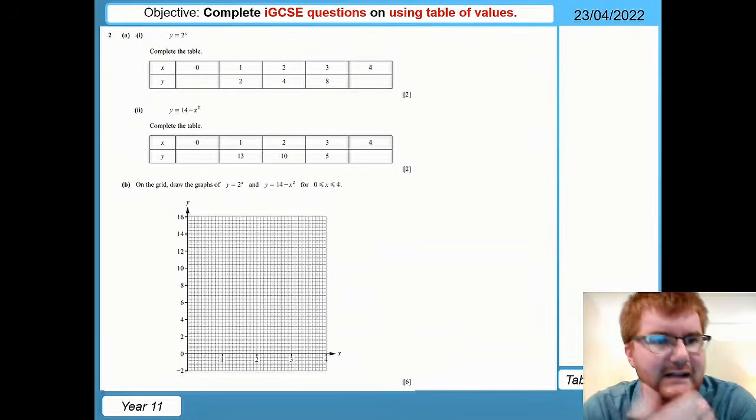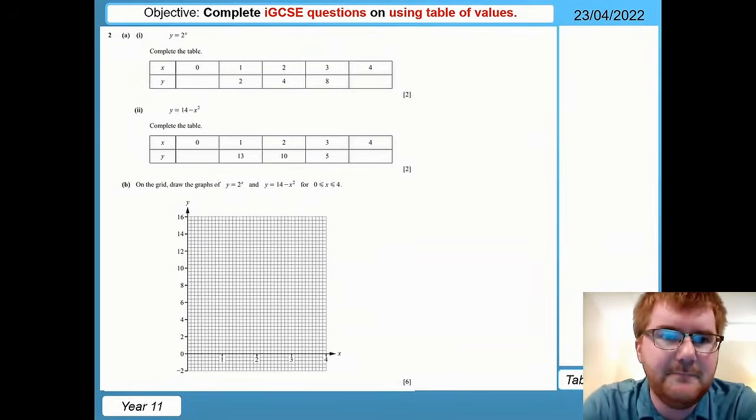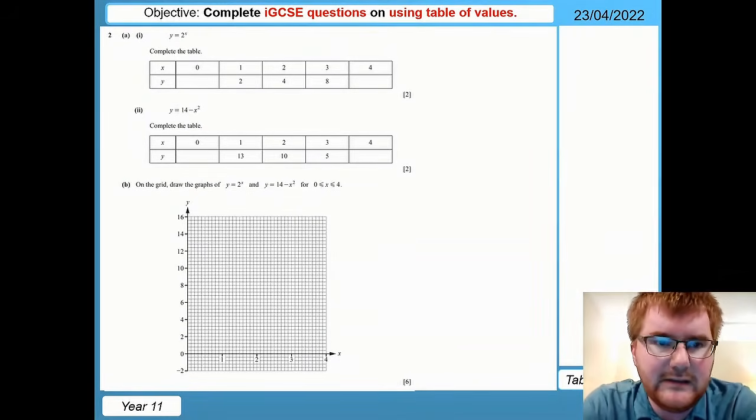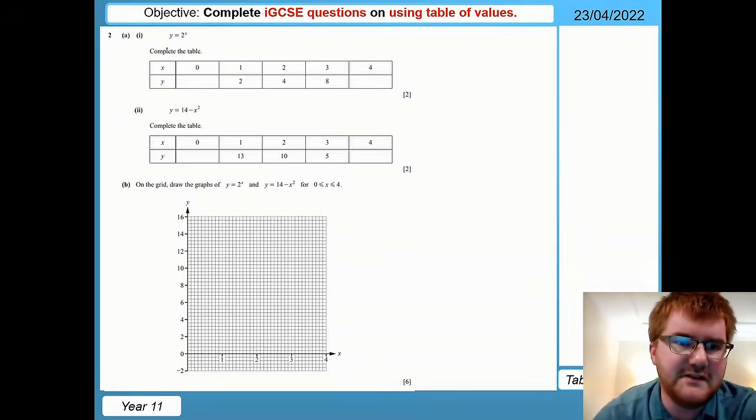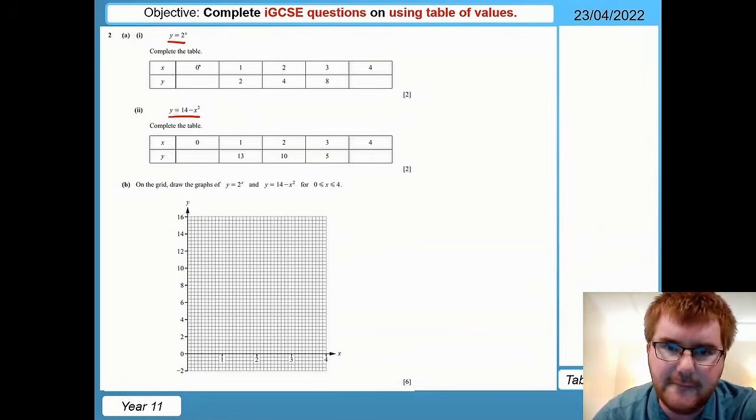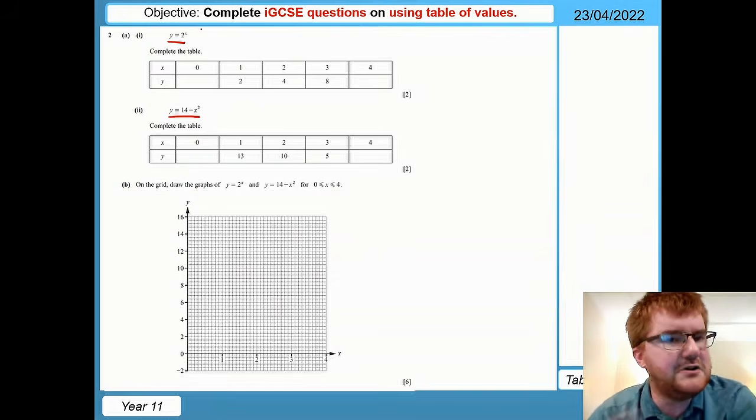First of all, we've got the classic table of values here, and what we need to do is complete the table for both these functions. So y equals 2 to the power of x, and y equals 14 minus x squared. What we need to do in order to fill out the table is wherever we see an x, we need to put these following numbers in. So 0 and 4 for the gaps here, and likewise at the bottom here. Let me show you how we do this.